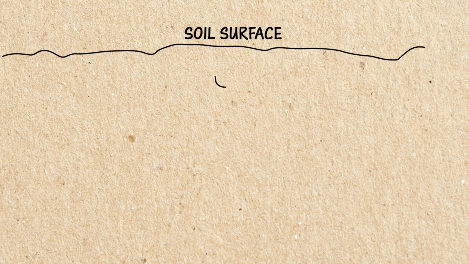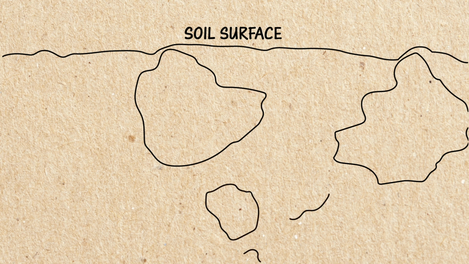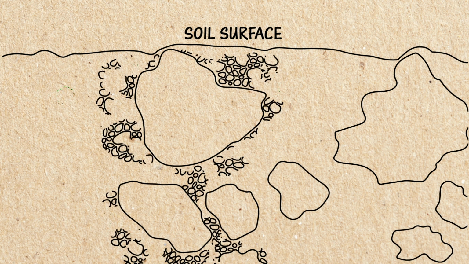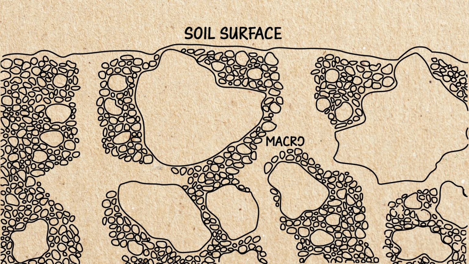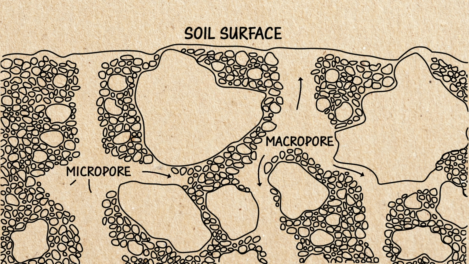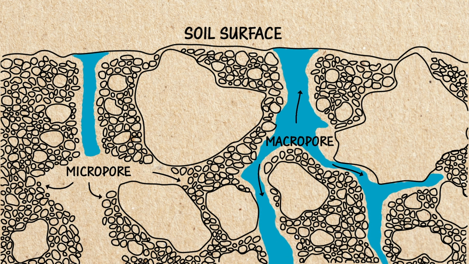The first is pore space. Pore space is the physical space between soil particles. It can vary in size from micropores to macropores. The size of the pores has a direct effect on how water, nutrients, and oxygen move horizontally and vertically within the soil profile.